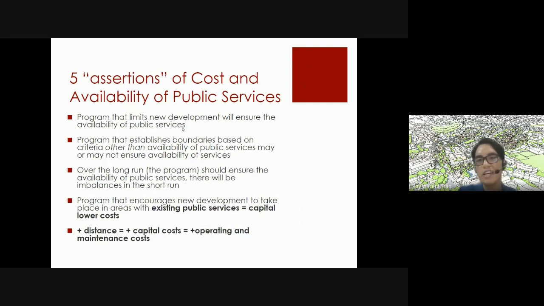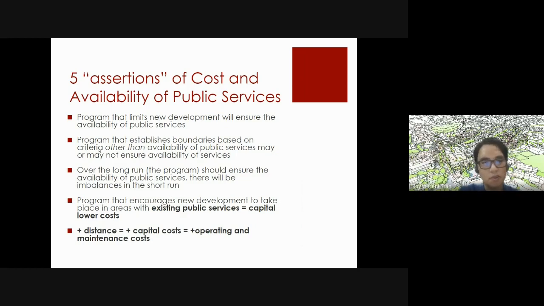So that makes sense. If the government has policies and programs that regulate or limit development, he even says limit, so just stop development entirely, that will ensure the availability of public services, mainly because you already have the existing services and you don't have to add more as you spread out your barangay, city, or municipality.